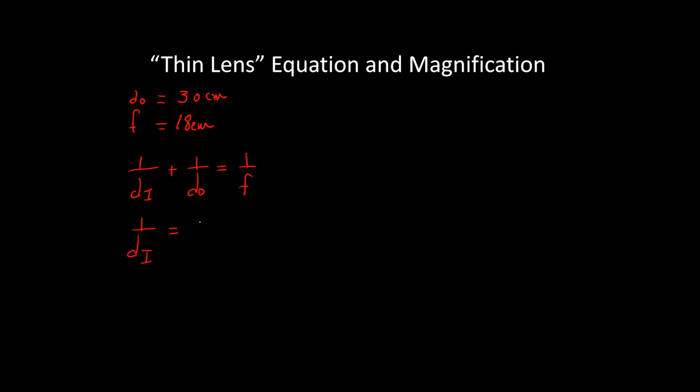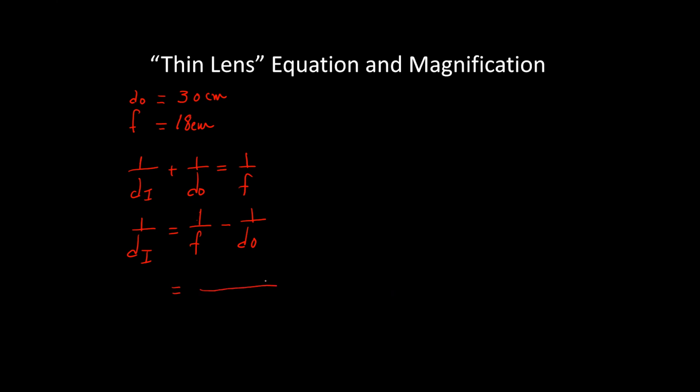Here it is. We're given DO to equal 30 centimeters, F to be 18 centimeters. So let's look at DI. 1 over DI plus 1 over DO is 1 over F. So 1 over DI, bring DO over. Again, it's the same procedure. I'm sorry if I'm boring you with this, but maybe you've seen it for the first time and I'd like to go through it consistently.